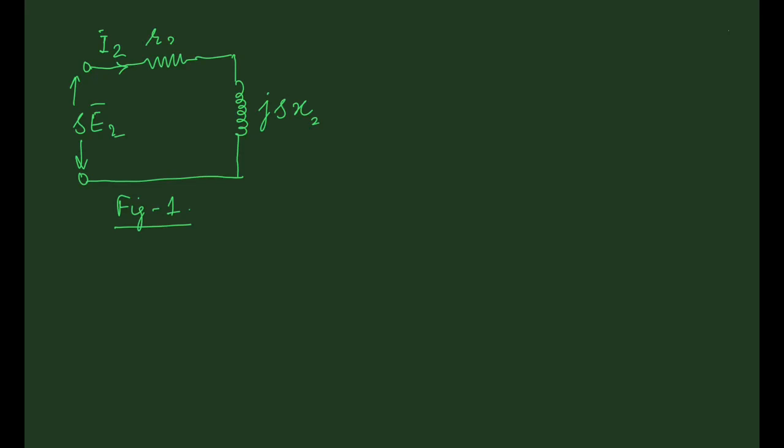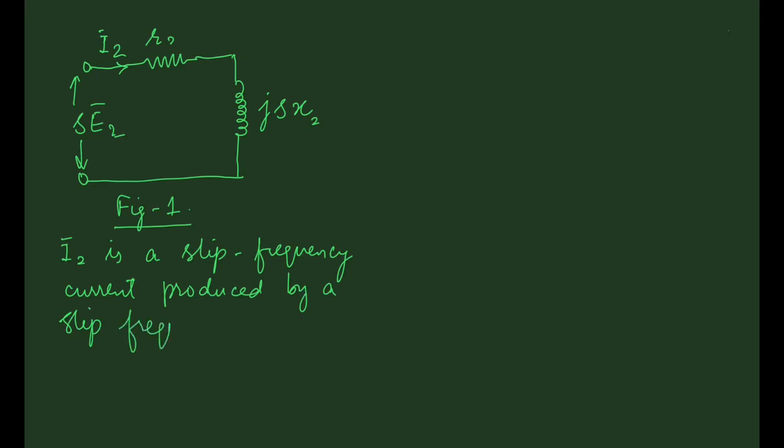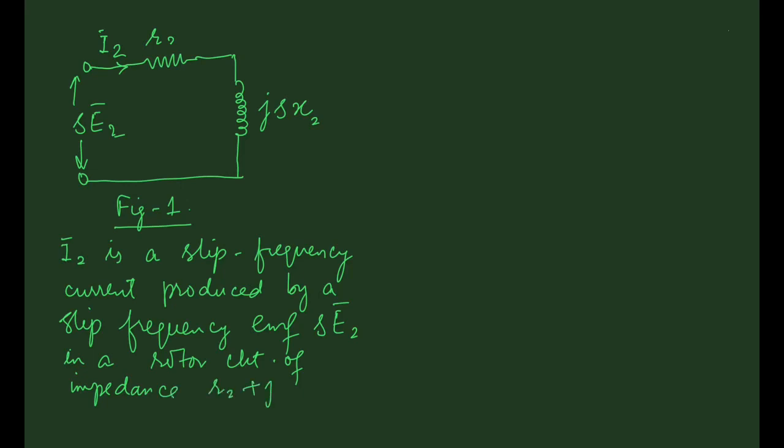In this circuit, I2 is a slip-frequency current produced by a slip-frequency voltage, slip-frequency EMF SE2, in a rotor circuit of impedance R2 plus jSX2 per phase.